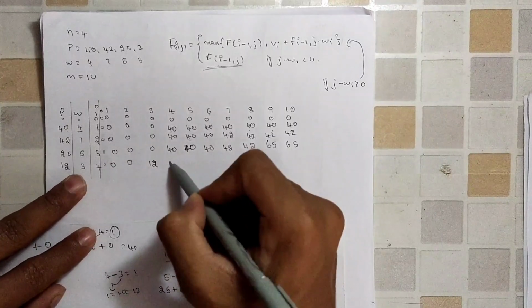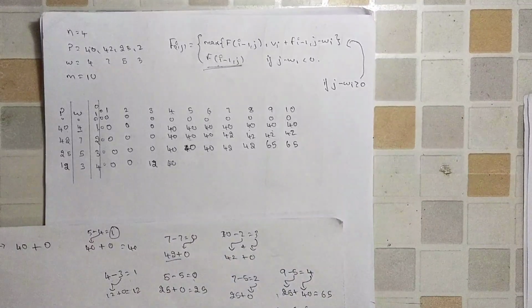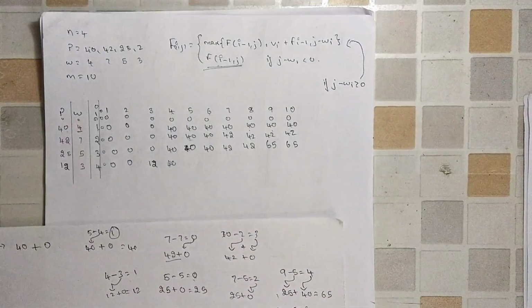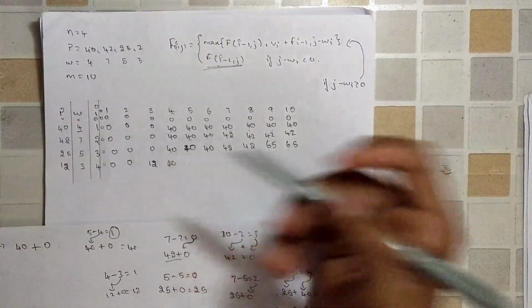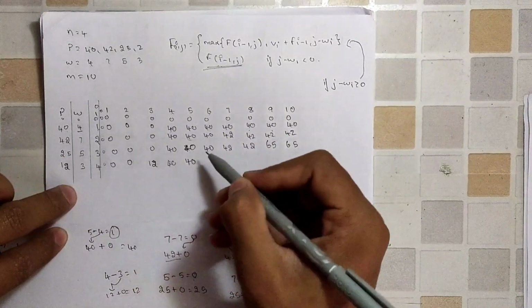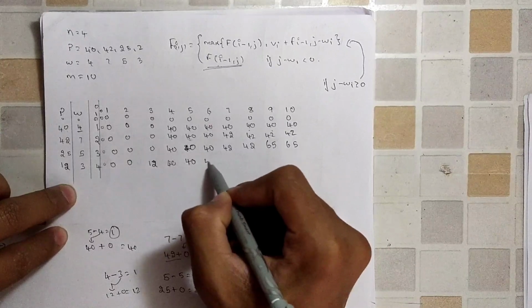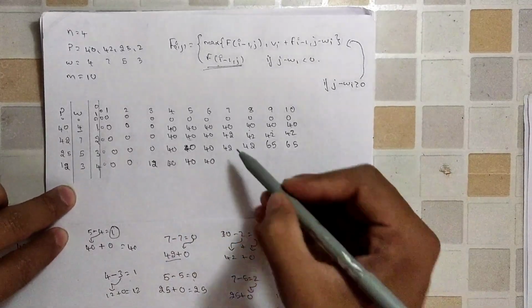So here I won't write 12, instead I will write 40. Why? Because this is more profit. I don't have to reduce the profit, already I have a profit of 40 in this place, why will I reduce to 12? So it will be 40 as it is. Same here also 40, and here also it is 40. Okay.